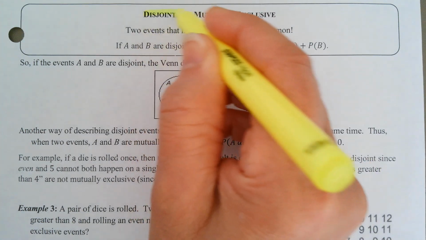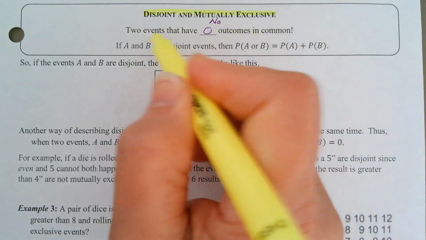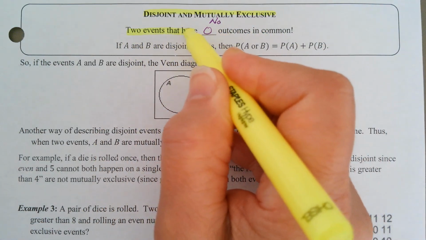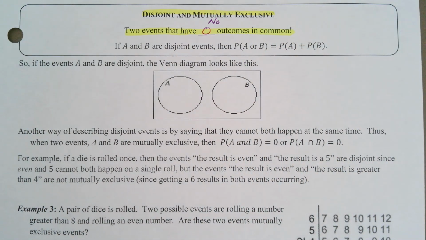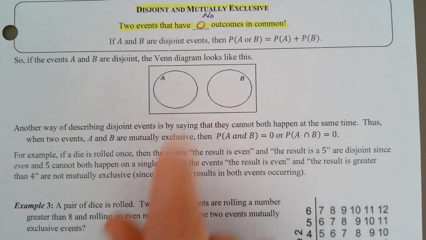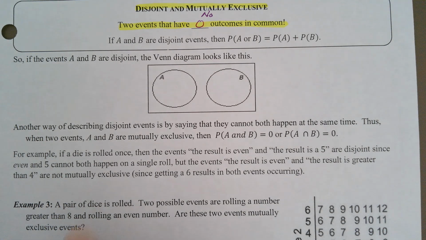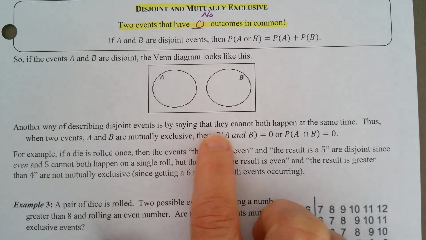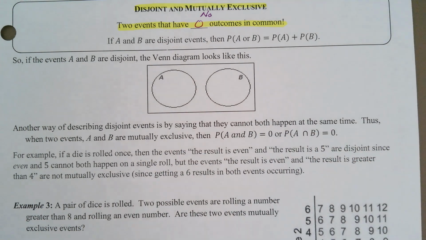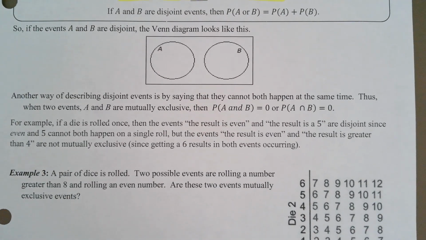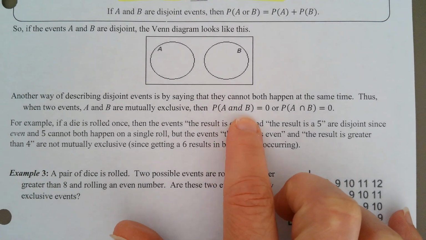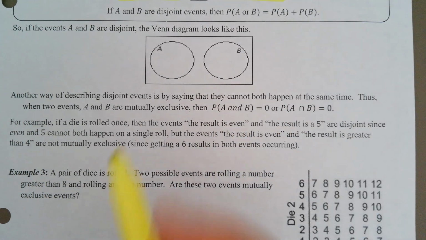So disjoint or mutually exclusive events are two events that have no outcomes in common. If the events A and B are disjoint, the Venn diagram looks like this. There is no overlap. There is no and. Another way of describing disjoint events is by saying that they cannot both happen at the same time. Thus, when two events A and B are mutually exclusive, the probability of A and B is 0.